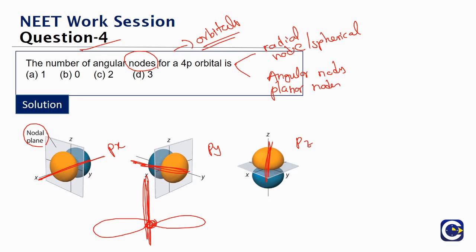Through this region, if you draw a plane, the plane will not cut the lobes. Throughout the plane, the probability of finding the electron wave will be 0. So this plane we call the nodal plane, which is also called a planar node. For the px orbital, the nodal plane is the yz plane. Since it pertains to orientation, it is also called the angular node.